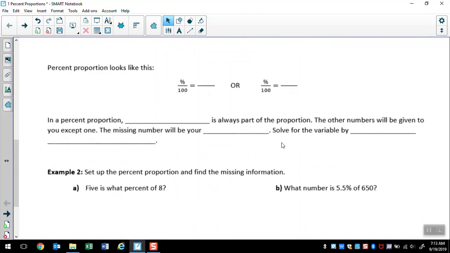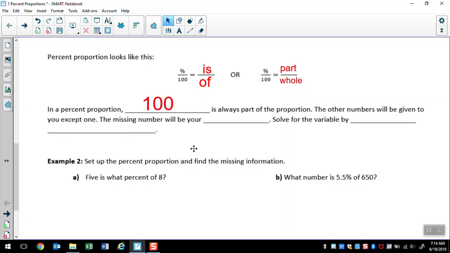All right, a percent proportion looks like this. We're always going to have percent over 100. That's a given. One of your ratios has to be your percent over 100. Your other ratio can be is over of, or part over whole. And we're going to talk about what those mean as we work through these examples. In a percent proportion, 100 is always part of the proportion. The other numbers will be given to you except one. The missing number will be your variable. You're going to solve for your variable by cross multiplying and then dividing by your coefficient.